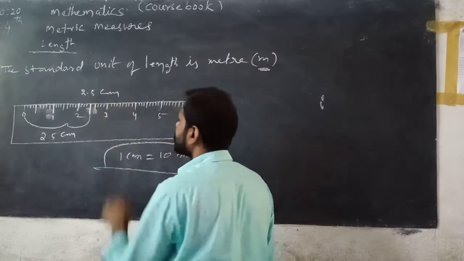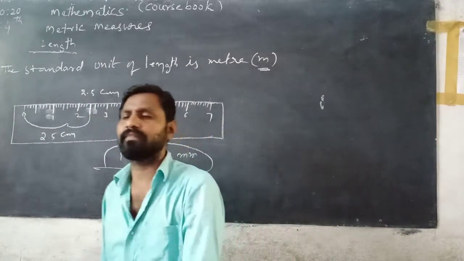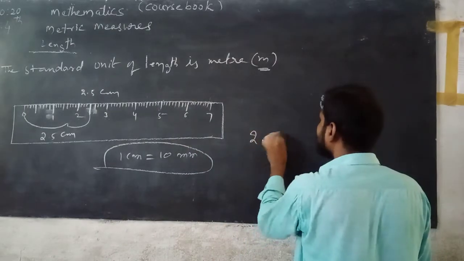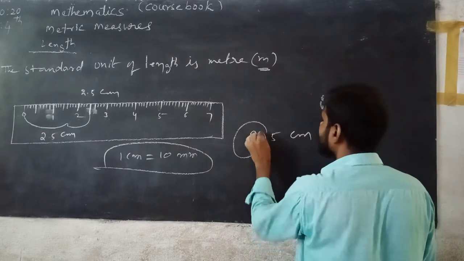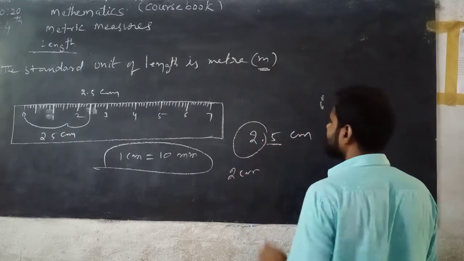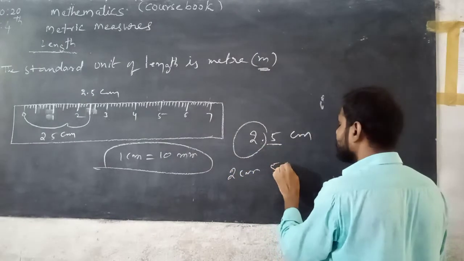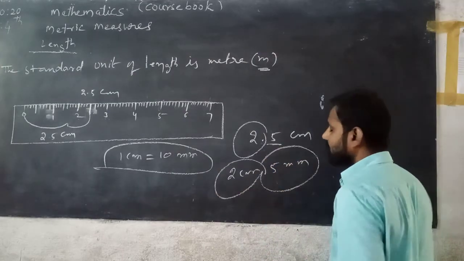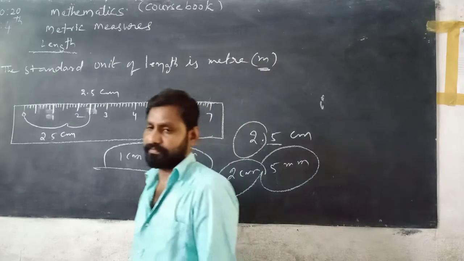Next, 3.7 means 3 centimeter, and after that we count 7 divisions. You can write 3.7 centimeter. Here 2.5 centimeter can be written as before the point 2 centimeter, and after the point 5 millimeter. So it can be written as 2 centimeter and 5 millimeter.